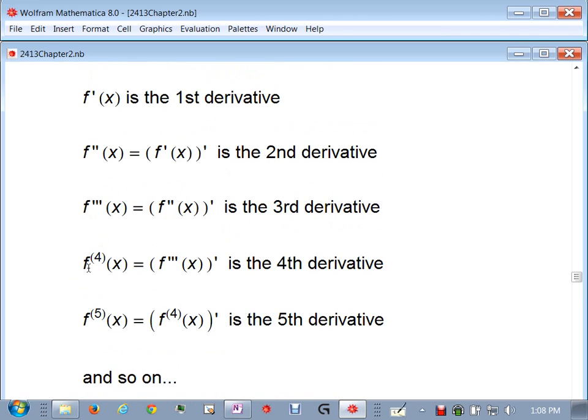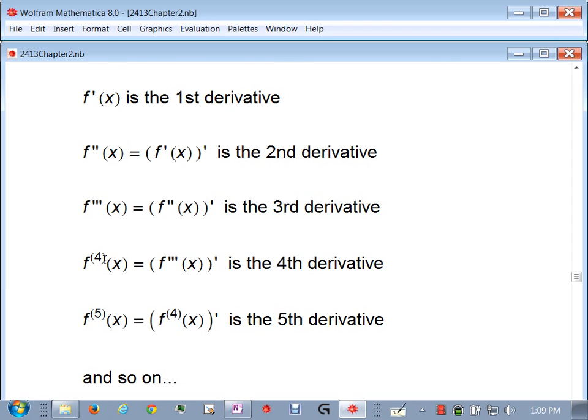Just be careful because there's a difference between writing this and this, right? Major difference. This means take the fourth derivative of the function. This means take the function and raise it to the fourth power. Totally different things. So that's why we put this in parentheses.